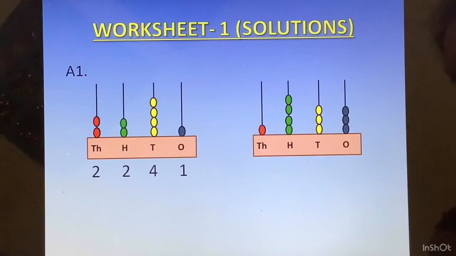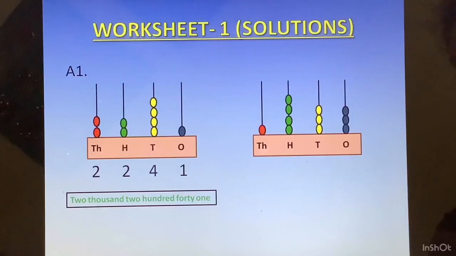Let us read it. It is actually 2 thousands, 2 hundreds, 4 tens and 1 ones. So 4 tens is 40. How will we read this number? We will read it as 2241. So the number name will be 2241. Let us come to the next one.